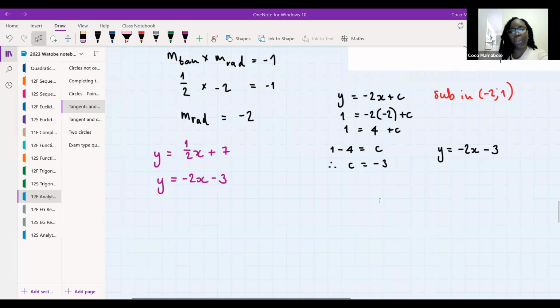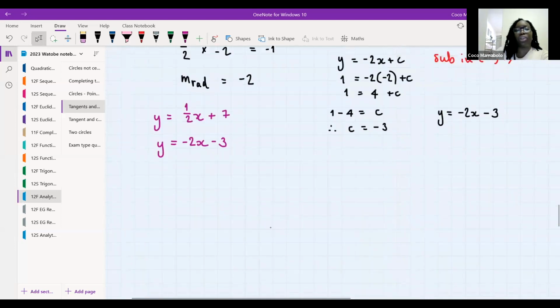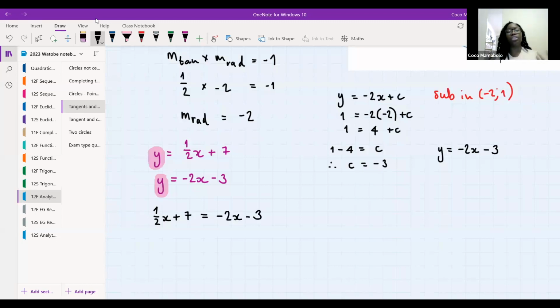Lebogang says, ma'am, where did the +7 come from? It comes from this equation over here, my sweetie, the equation of the line that they've given us. Okay, good. Malibongwe's got the right idea. Because this is equal to y, and this is also equal to y, we can equate them. So we can then say a half x plus 7 is equal to -2x minus 3. And then we can solve for x.